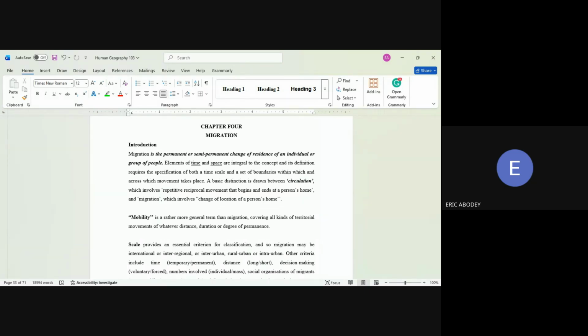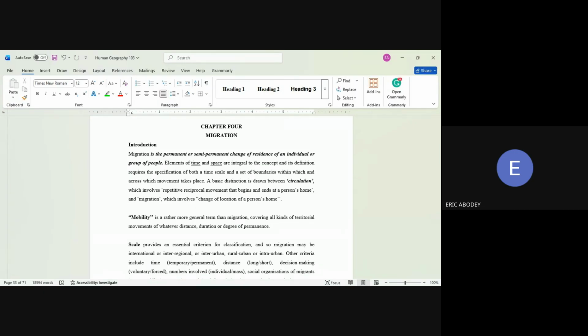So what is the difference between circulation and migration? Circulation involves repetitive reciprocal movement that begins and ends at a person's home. So if I am in Bibiani and I am going to Kumasi, that's not migration, because I am going to buy something and come back. You start from one place, go to another place, and then you come back to where you started. That's circulation. That's not migration.